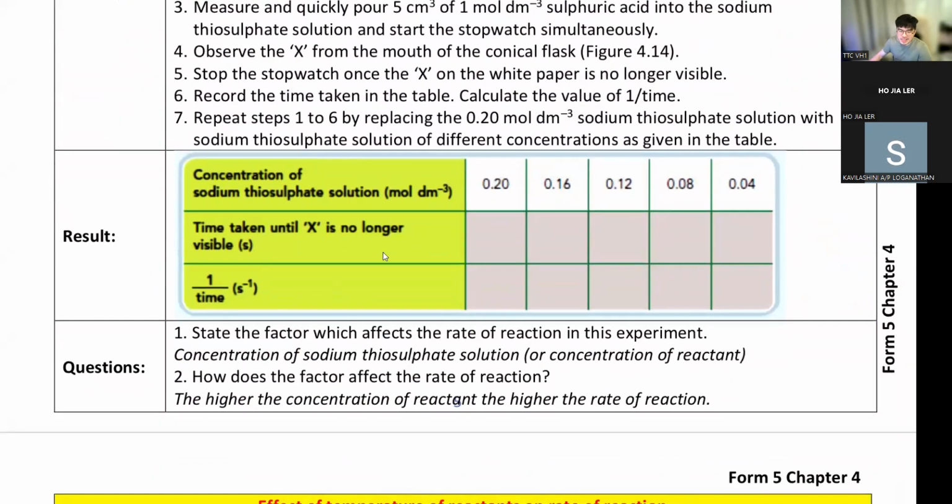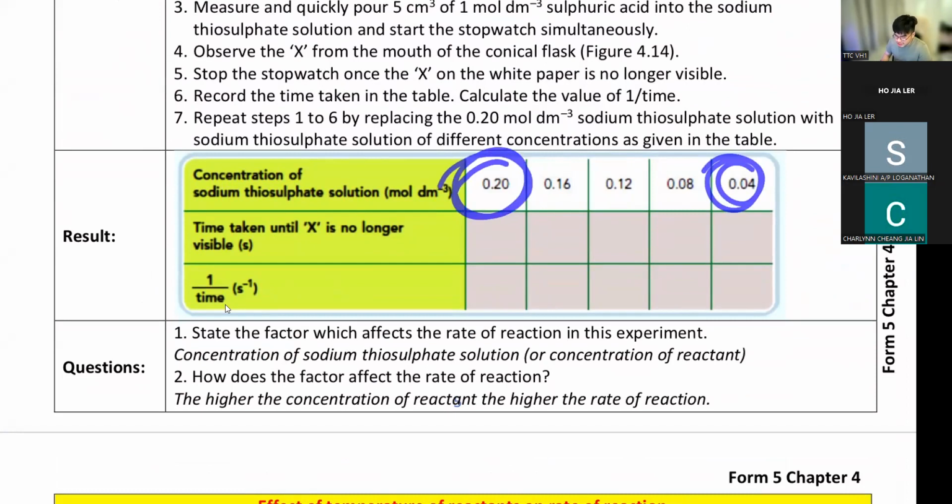So we do 5 different sets, from very diluted to very concentrated. This has the highest concentration. This has the lowest concentration.